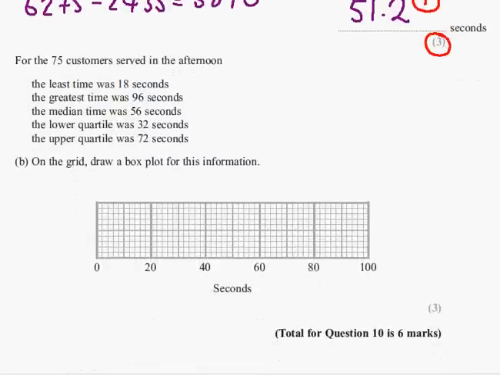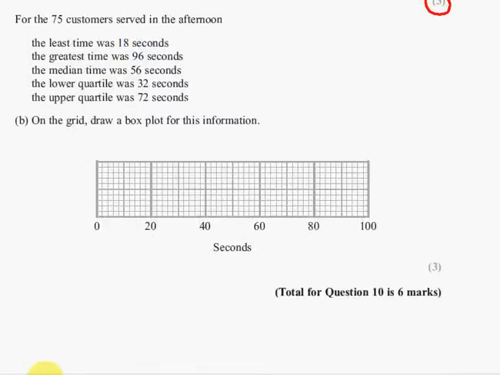Okay, so part B then. For the 75 customers served in the afternoon, the least time was 18 seconds. So the fastest time to serve one of the customers is 18 seconds. The greatest time, the longest time, took 96 seconds to serve one customer. The median time was 56 seconds. The lower quartile, the first quarter of these 75 people, took up to 32 seconds. And the upper quartile took 72 seconds. Part B says, on the grid, draw a box plot for this information.